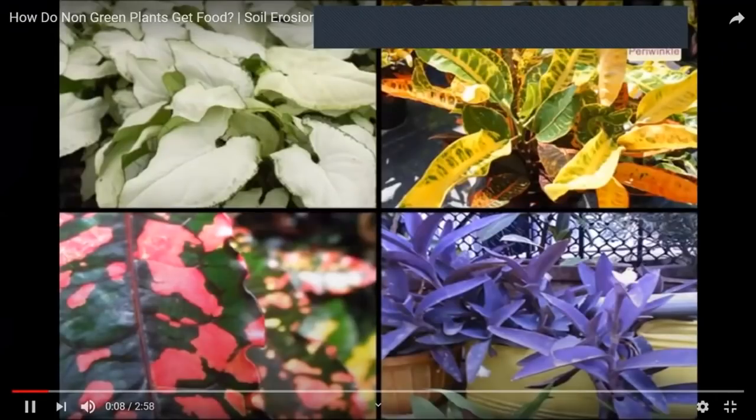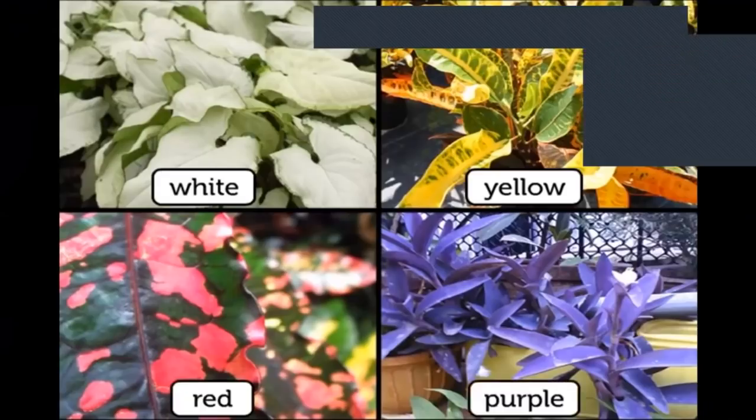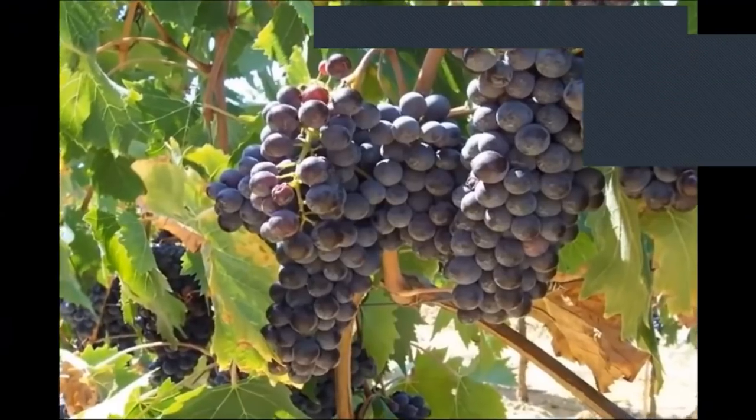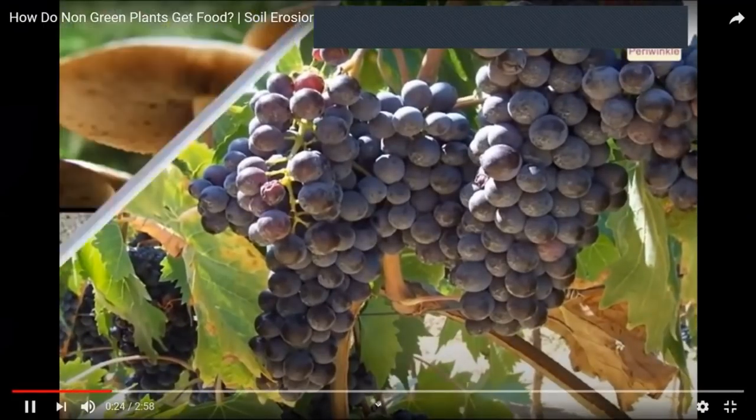Not all leaves are green. Some crotons have white, yellow, red or purple leaves. However, food is only made in the green areas of the leaf.